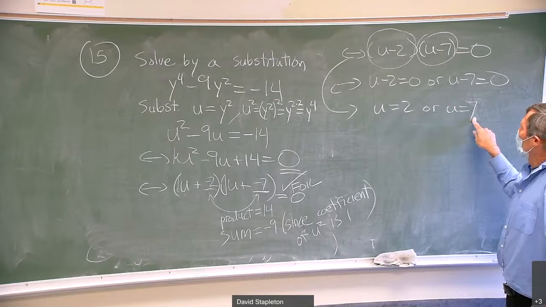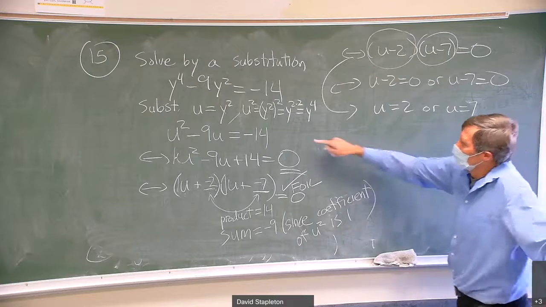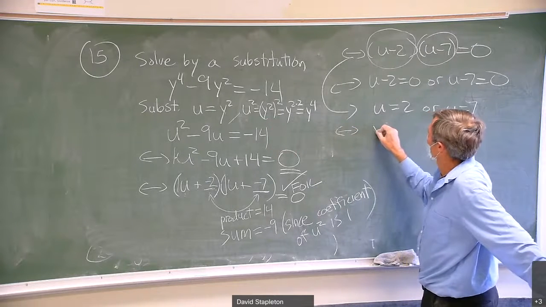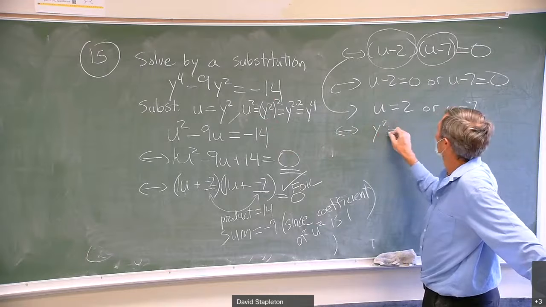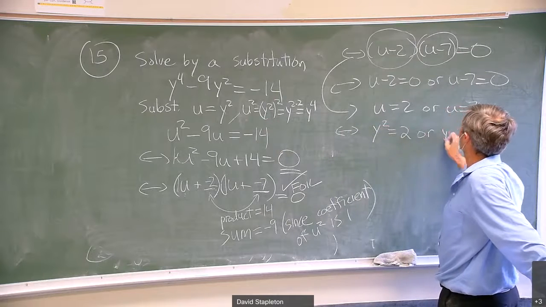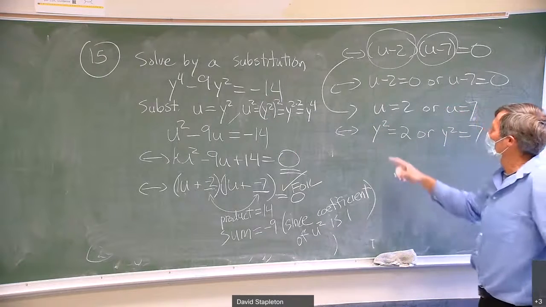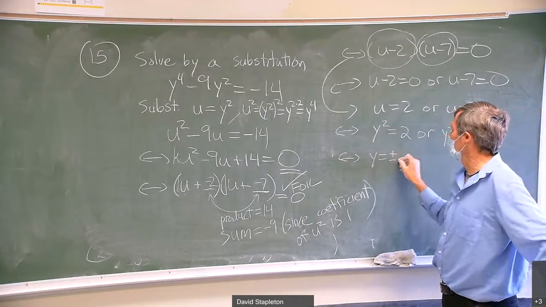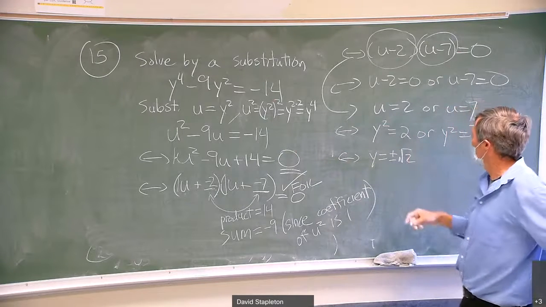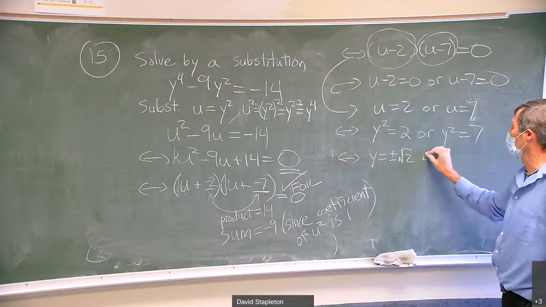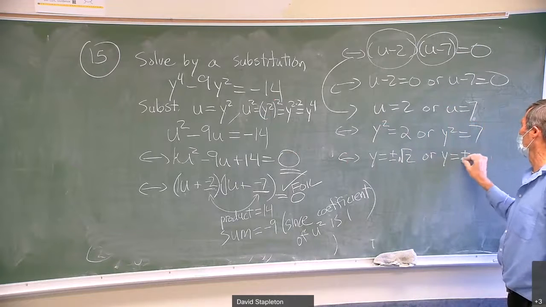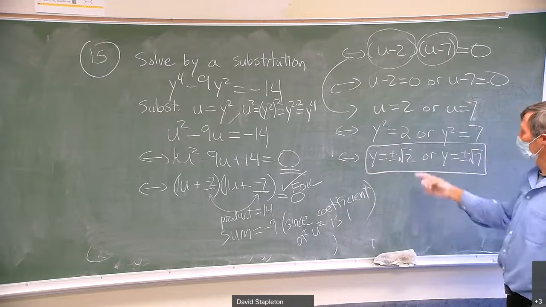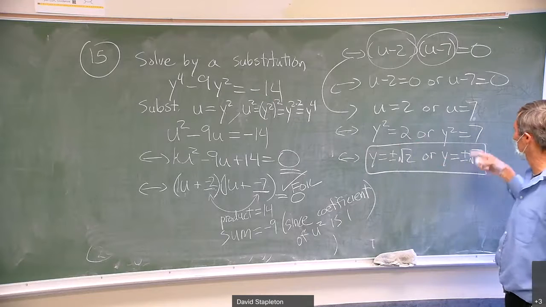All right, so u equals 7 and u equals 2, but that's not the solution because u was my substitution I put in there. So this is actually y squared equals 2 or y squared equals 7. Well, if y squared equals 2, we deduce that y equals plus or minus square root 2 by square rooting both sides, or y equals plus or minus square root 7. Those are the two numbers whose square is 2, and the two numbers whose square is 7.